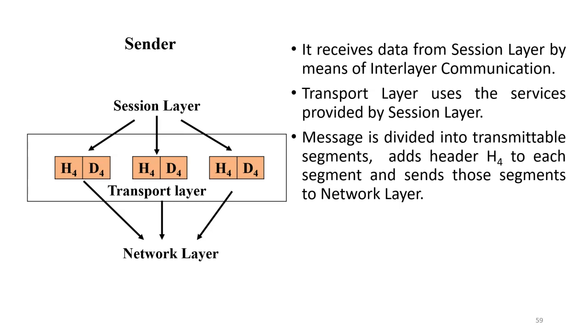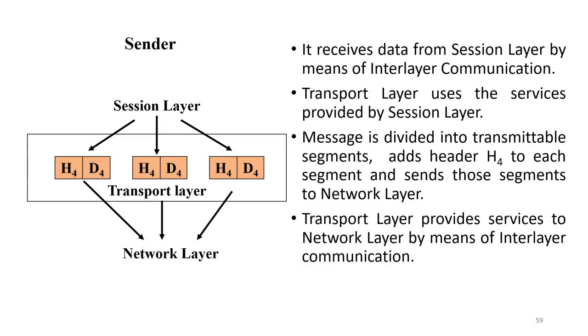After dividing message into transmittable segments, transport layer adds header H4 to each segment and sends those segments to network layer, which is lower layer. Means in this case, transport layer provides services to the network layer, which is lower layer, by means of interlayer communication.